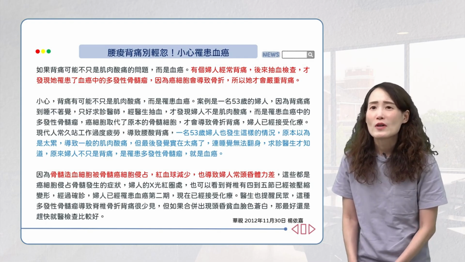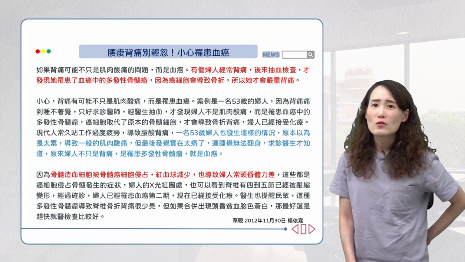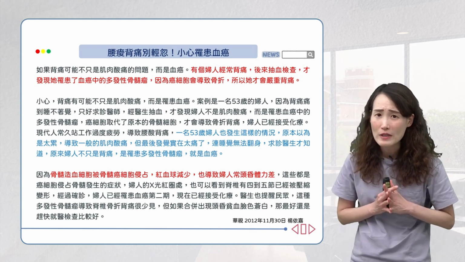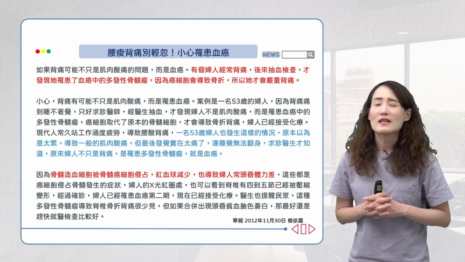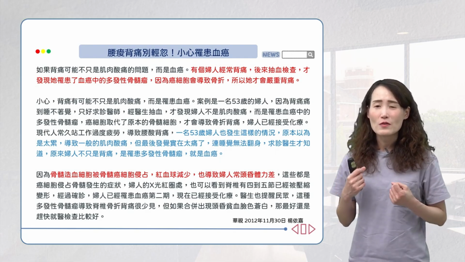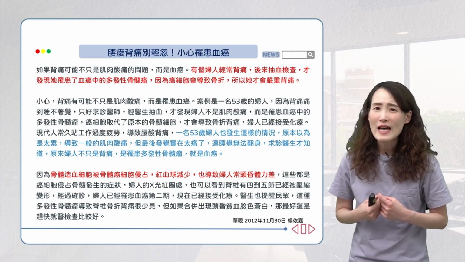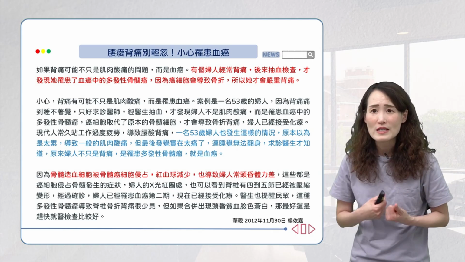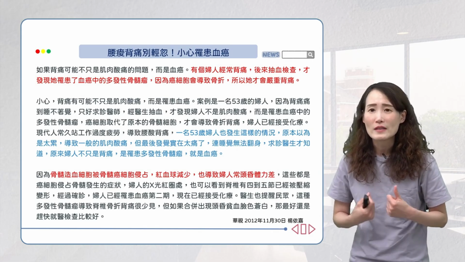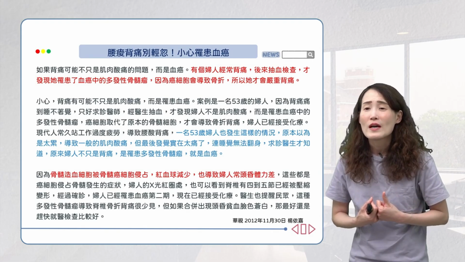One woman frequently experienced back pain, and upon blood tests, it was discovered that she had multiple myeloma, a type of blood cancer. The cancer cells caused fractures, which led to her severe back pain. Initially, she thought it was just muscle soreness and sought medical help, but after blood tests, it was revealed that her bone marrow cells had developed tumors.